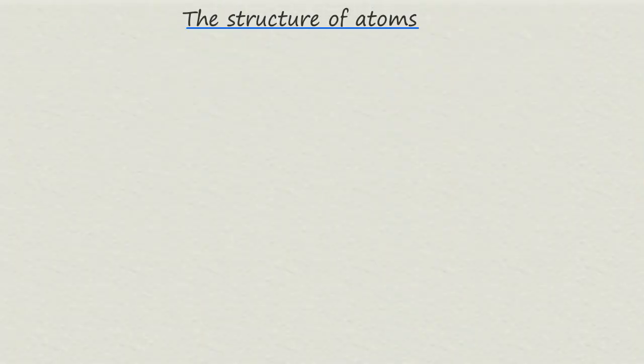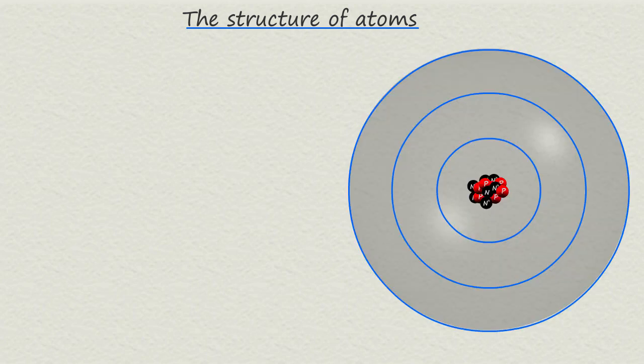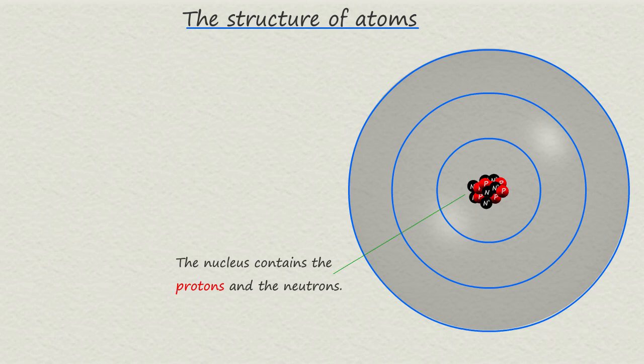The model of the atom, which is often used in chemistry, is shown in the image. In this model, the atom consists of a central nucleus which contains the protons and neutrons. The electrons are found in energy levels or shells orbiting the nucleus. The further away the electron shells are from the nucleus, the higher they are in energy.